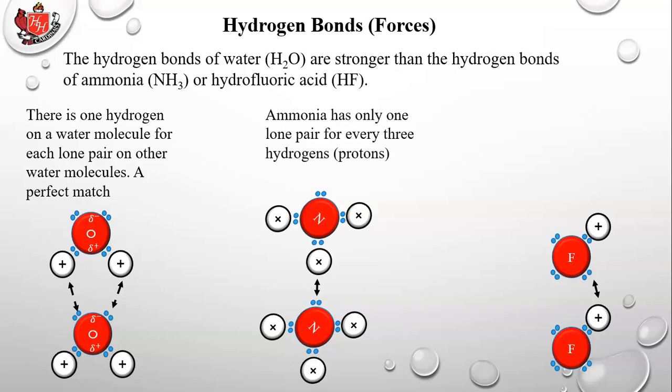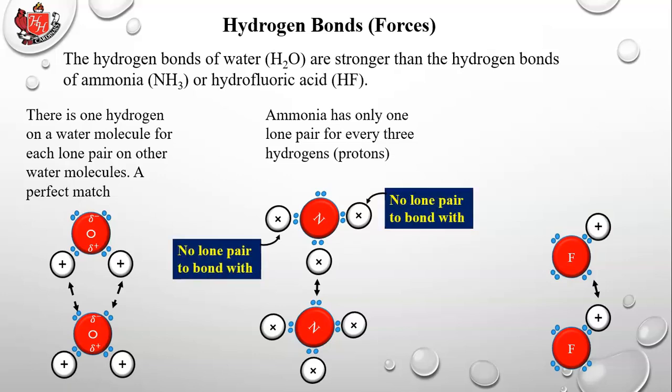The ammonia has only 1 lone pair, as you see down there, for every 3 hydrogens or protons. So it's a mismatch. You have 3 protons on 1 ammonia molecule for only 1 lone pair on another ammonia. So they're not going to bond as strongly. You've got 2 protons there. Those are plus signs, by the way. They're just tipped to the side. There's 2 protons on each nitrogen that's not going to be able to bond because there are not enough lone pairs to bond with them. So no lone pair to bond with on those 2.